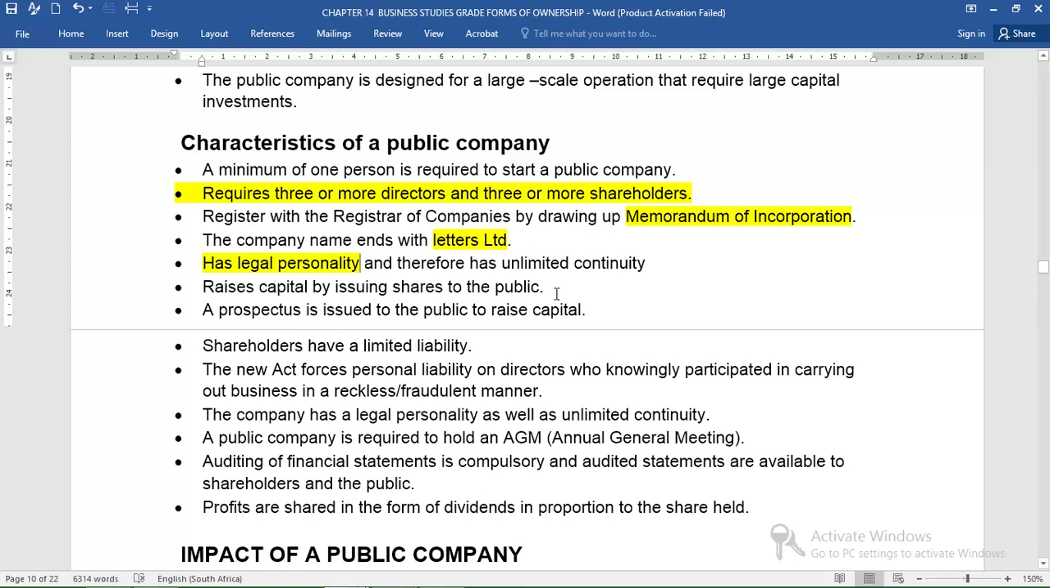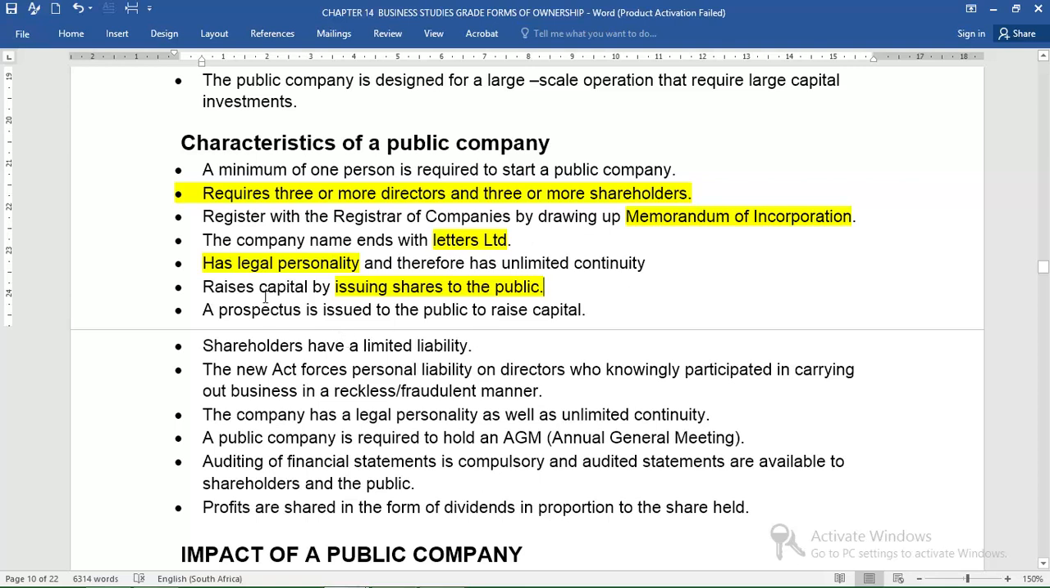A public company also raises its capital by issuing shares to the public. Remember, when you say issuing shares, we are saying it's selling shares to the public. That's how they raise capital. If a public company needs money, it takes its shares and sells them to people. So people are going to buy ownership of the company because they want to be owners of the company. The company is going to receive money from them that they're going to use to develop and grow the company, right?